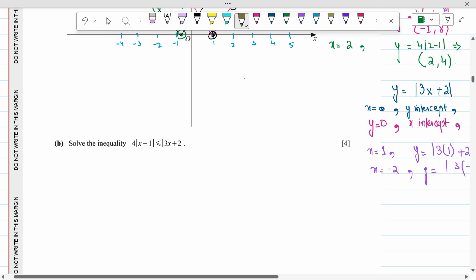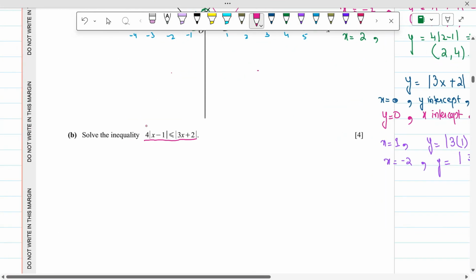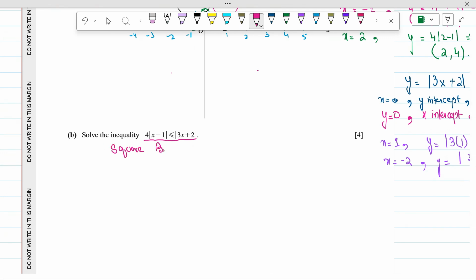Part B, solve the inequality 4 times the absolute value of x minus 1 is less than or equal to 3x plus 2. We can solve this inequality by squaring both sides. So 4 squared is 16, and the absolute value of x minus 1 squared is (x minus 1) squared, less than or equal to (3x plus 2) squared.